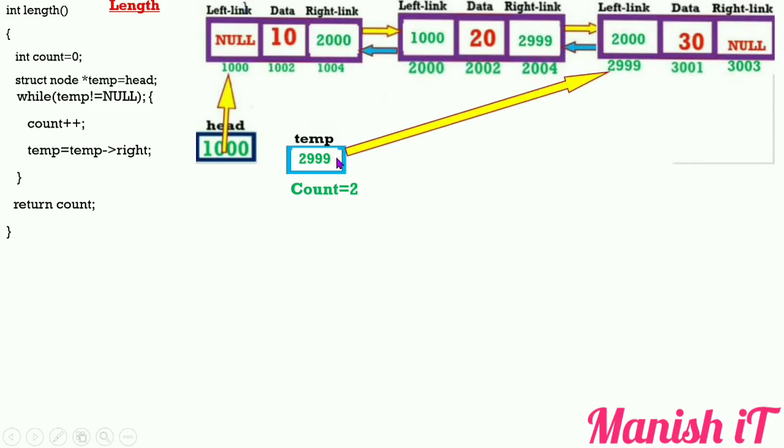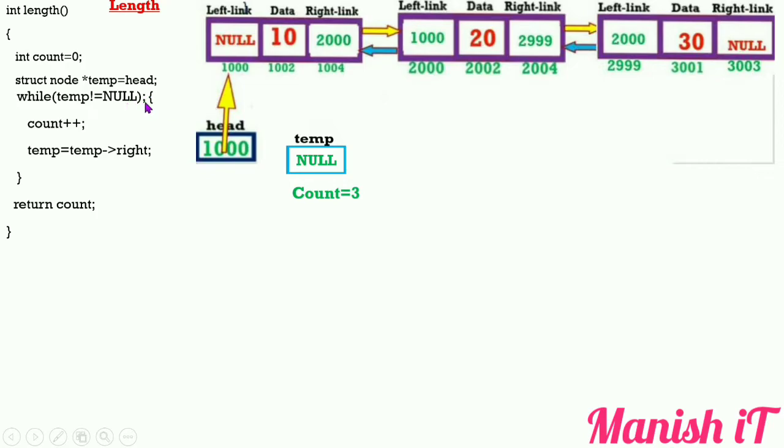Now once again it checks the condition. 2999 is not equal to null, yes, satisfied. Count is incremented by 1, so count becomes 3. Now temp equals temp to right. Temp to right means null, so it stores null. After storing null, it stops pointing, and once again it checks the condition. While null is not equal to null, the condition is not satisfied.